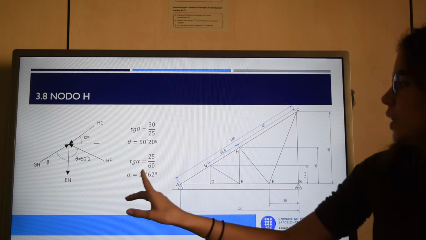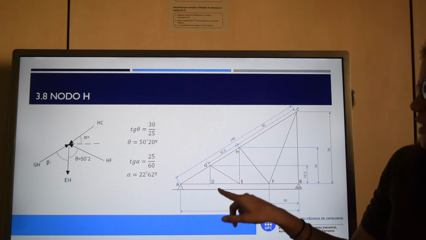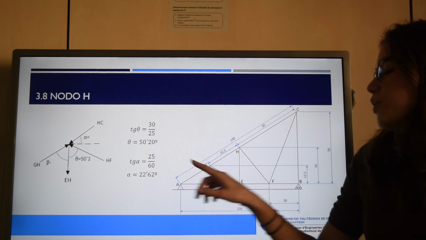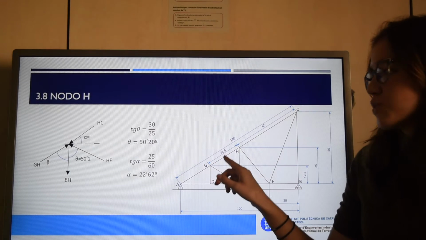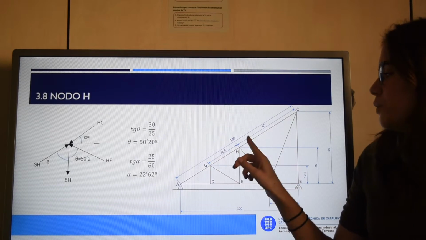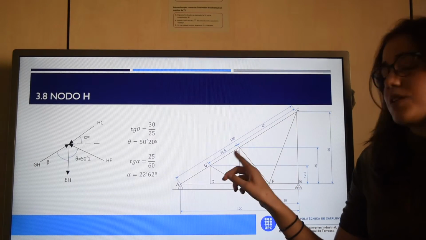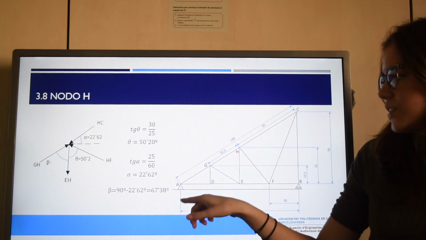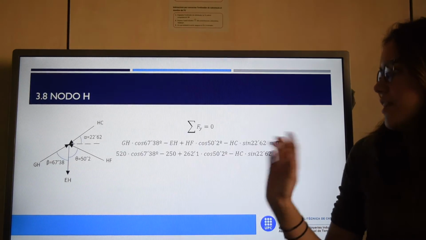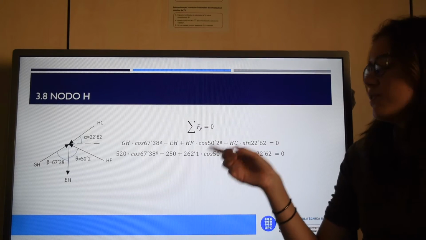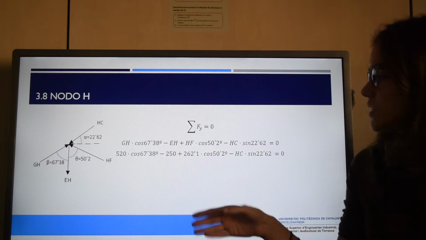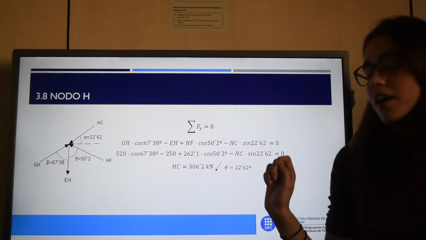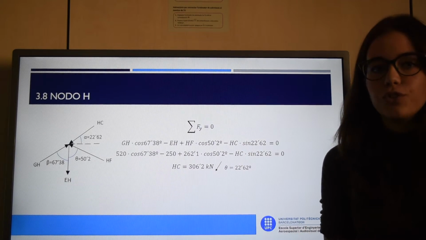And then finally, since we know the angle that this triangle makes, points G, H, and the middle part of H and E, we know that this angle over here is 22.62, and it's a complementary angle with this one. So we simply subtract it from 90, and we get 67.38. And then finally, to calculate HC, we simply do the summation of the forces in the vertical direction, and we get that HC is 306.2 kilonewtons, and it's a compression force on node H.